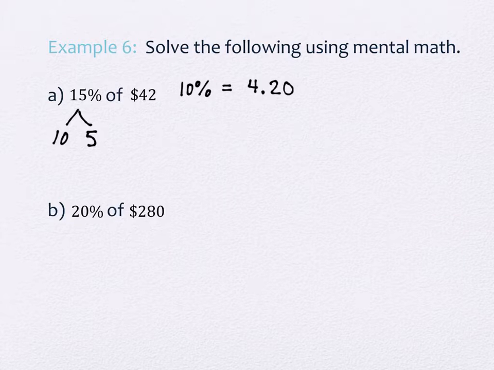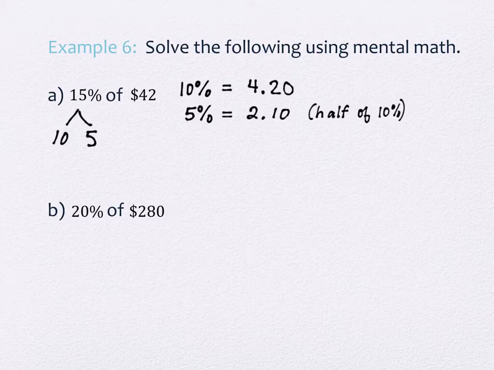The other one, then 5%, you can find quickly by looking at 10%. How? Halving it, right. So $2.10, right? And then what would we do to find 15%? Yeah, add them together. So this is $6. It was dollars, right? Yeah, $6.30.